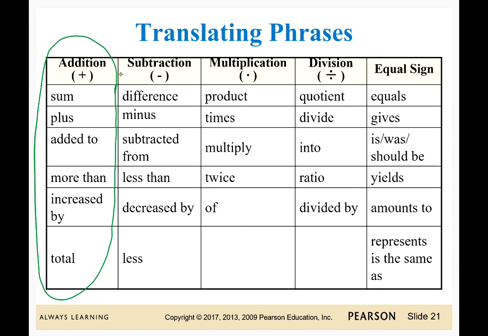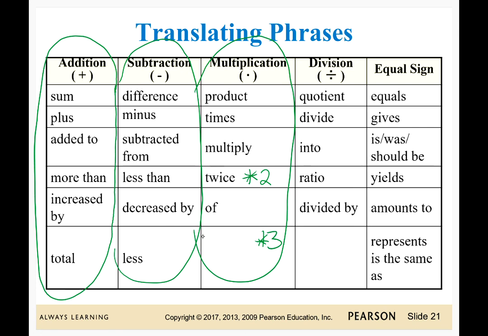Okay, so then each of these columns, all these words could mean subtraction. Multiplication, okay, twice is a good word. Twice means to multiply by 2. It's very specific. Twice means to multiply by 2. There is a word that means to multiply by 3, and if you've never heard it, the word is thrice. T-H-R-I-C-E, thrice. I like that word. All of these could mean division: quotient, divide, ratio, all those.